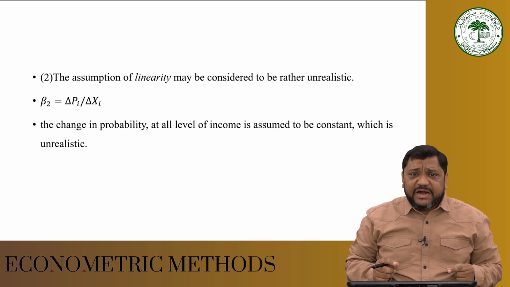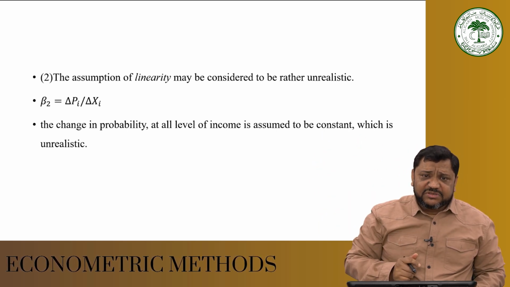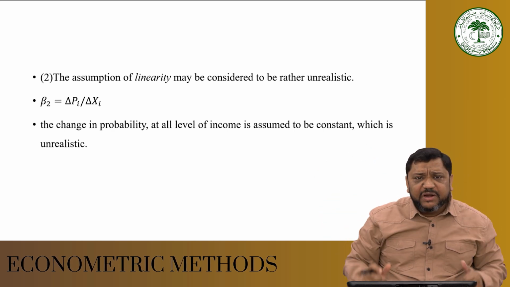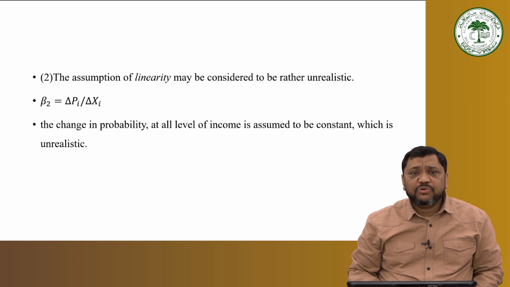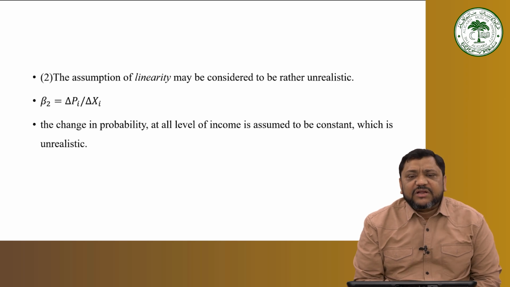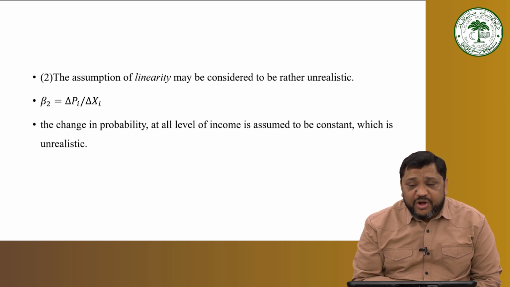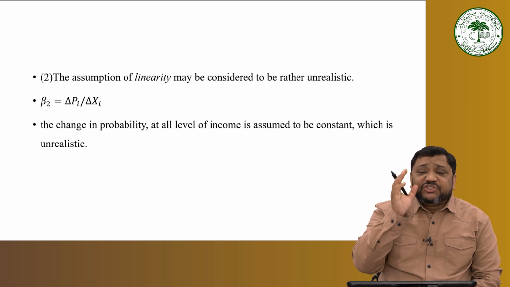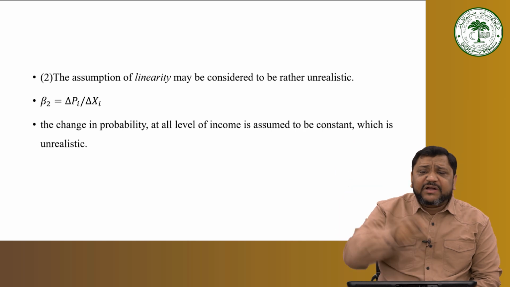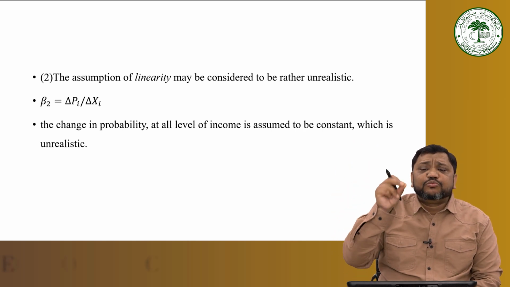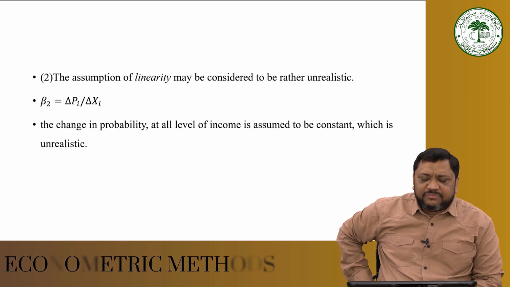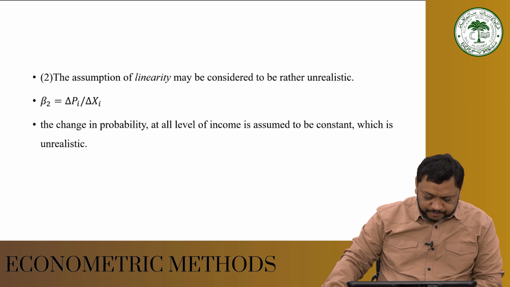Now, can you imagine that the probability of having a car when his income is 2 lakh rupees and the probability when his income is 50,000 rupees will be the same in both cases? No. But that is what is being assumed when you assume a linear relationship. So this dPi upon dxi, that is the value of beta 2, measures the change in probability due to the change in income. Since beta 2 is constant, the change in probability at all levels of income is assumed to be constant. And this is not realistic. So this is again a limitation of the linear probability model.